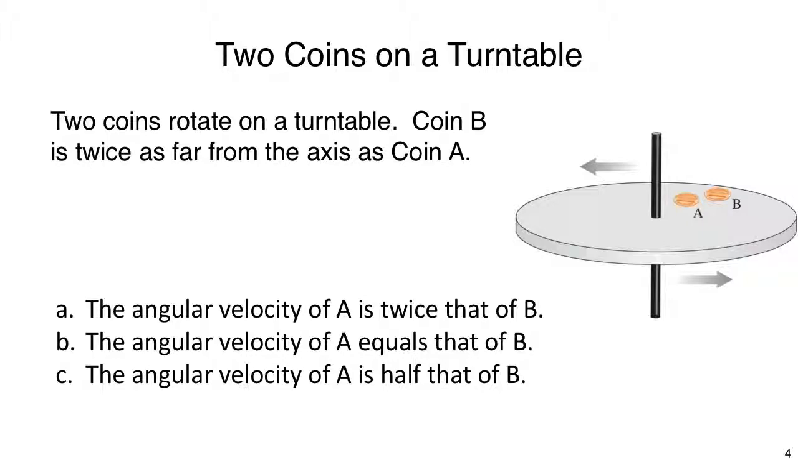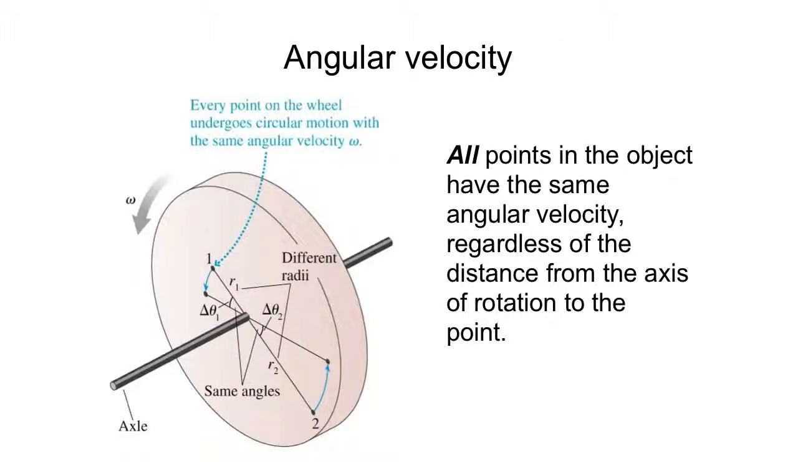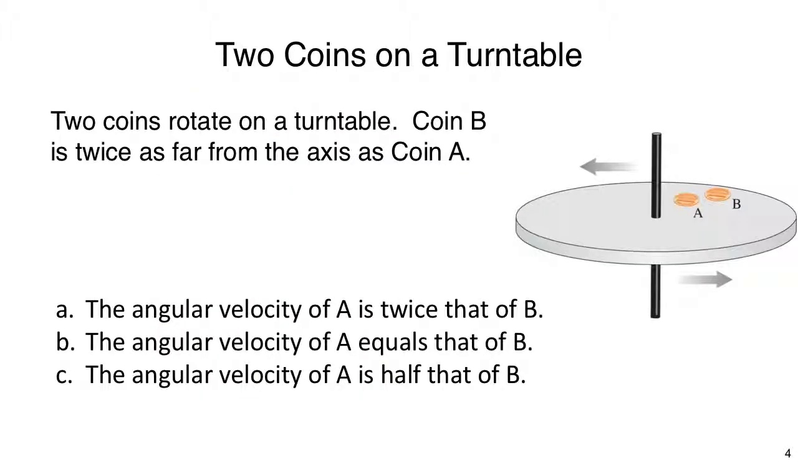Here's what I have. 77% said that the angular velocity of A equals that of B. Okay? We just said this. We defined right here, we said all points in this rotating object have the same angular velocity. So A and B have to have the same speed. Now, I just heard a conversation in the front. Somebody mentioned running races. This is good.